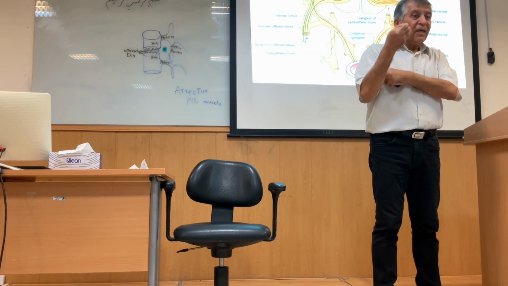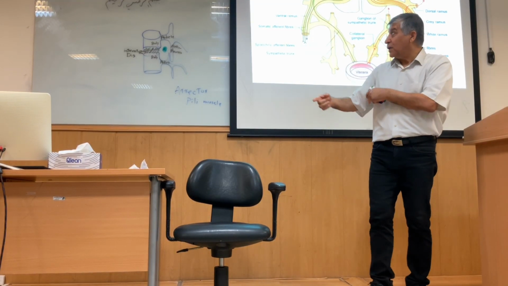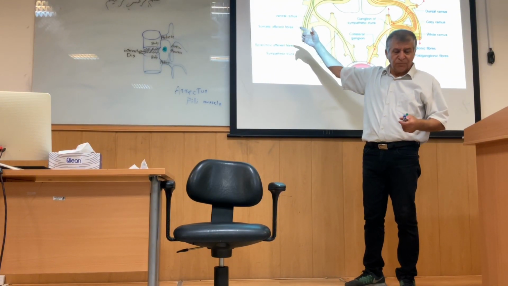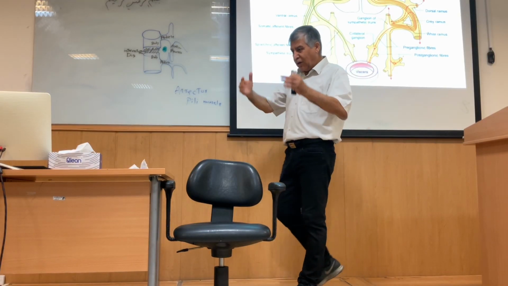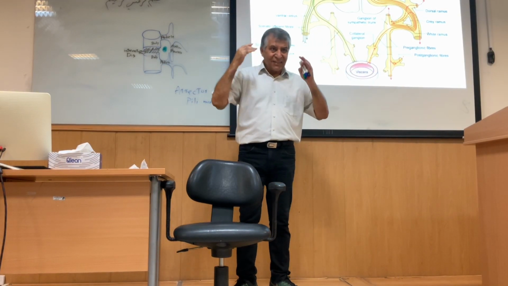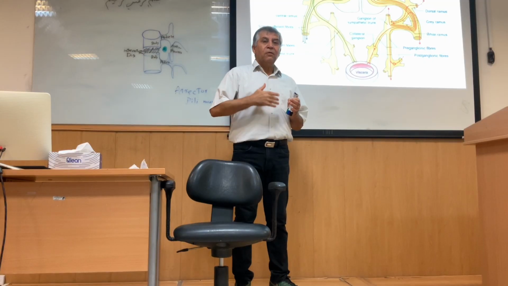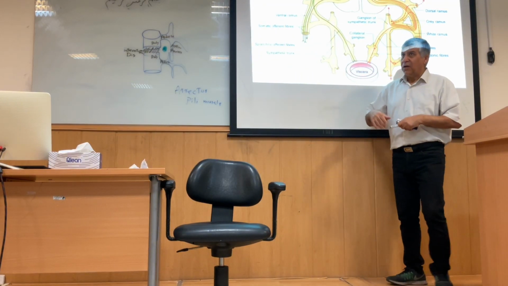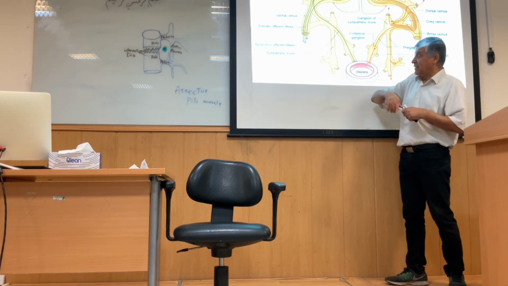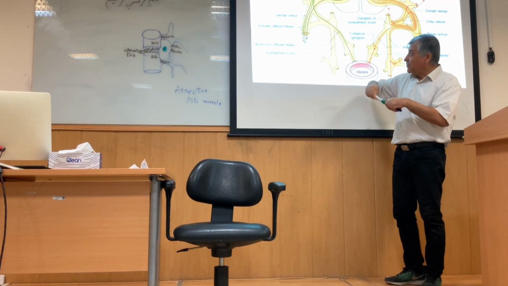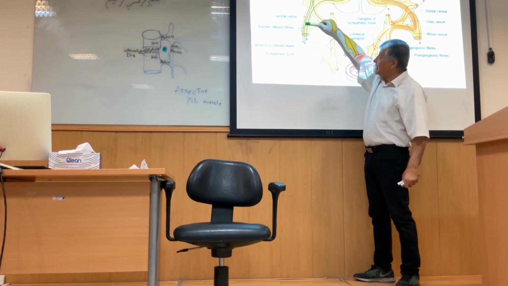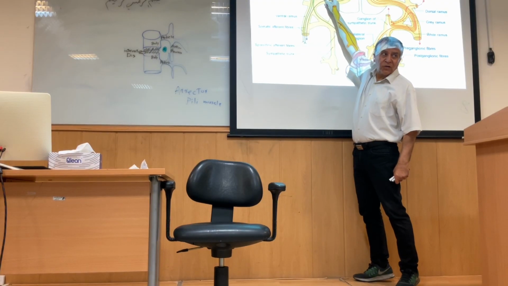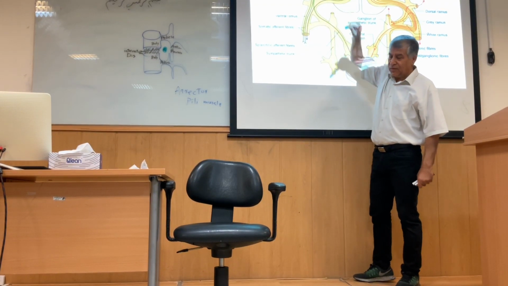This sense is transferred by somatic nerve. Okay? Somatic nerve innervates voluntary muscles and skin and musculoskeletal system. The sensation of the muscle, the sensation of the skin, the sensation of the bone are transferred by somatic nerve through the dorsal root of the spinal nerve. Okay.